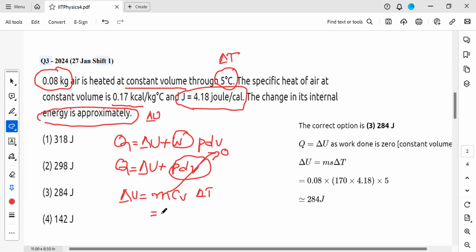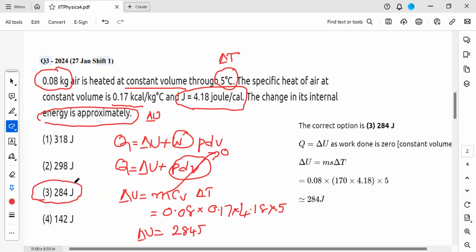So, M value is given as 0.08 and CV value is given as 0.17, that is in kilocalories per kg degree centigrade, and the conversion into joules is 4.18 joules per calorie, times the rise in temperature, 5 degrees centigrade. If you do this calculation, the value will be approximately 284 joules. Therefore, the correct option is 3. The third option is the correct option.